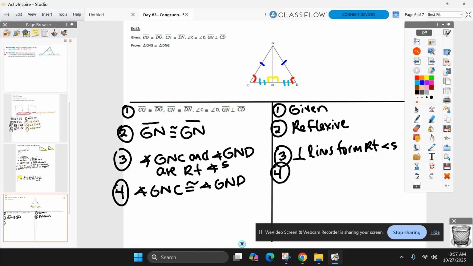Lola, back to you. Finish this off. Why are those two congruent? Angles GNC and GND. Why are these two angles congruent? What did we just call them in the previous step? Both angles are what type of angles? Right angles. And if they're right angles, all right angles are congruent. There we go.